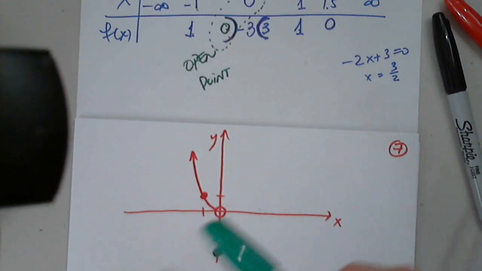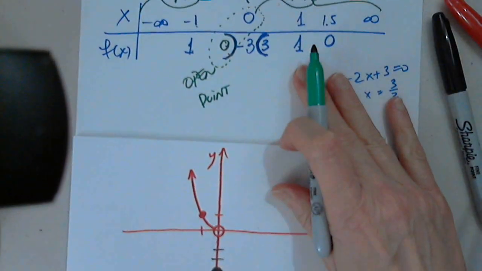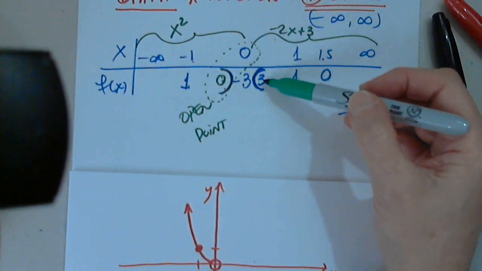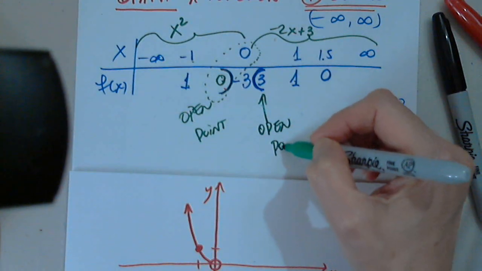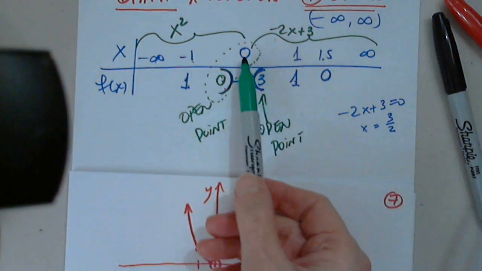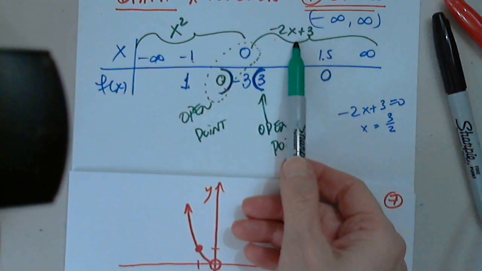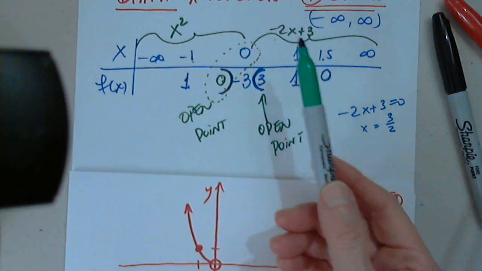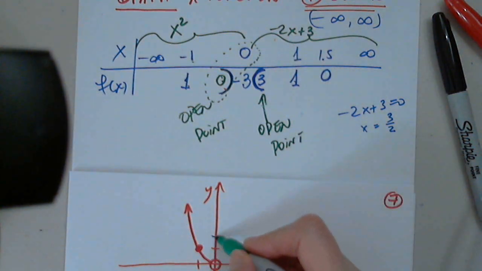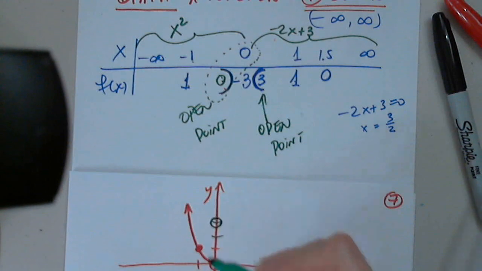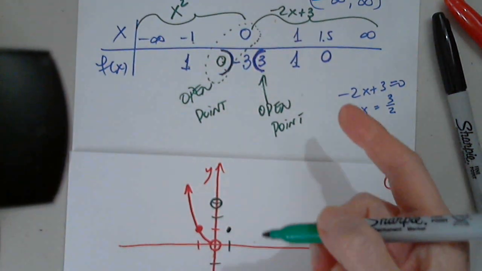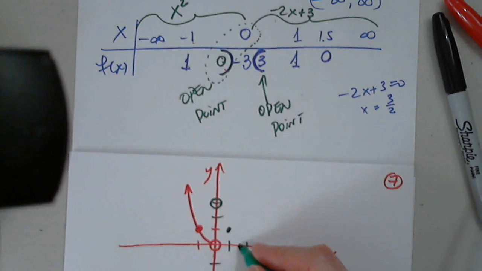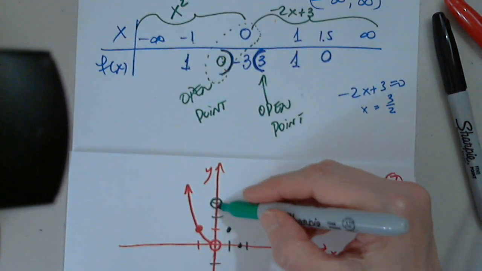Okay, now I'm going to use green. This one says 0, comma 3, but this is again an open point. Why? Because I was not allowed to plug in 0 into -2x plus 3. So 0, comma 1, 2, 3, it's an open point. And then 1, comma 1, and then 1.5, comma 0. And this is it.